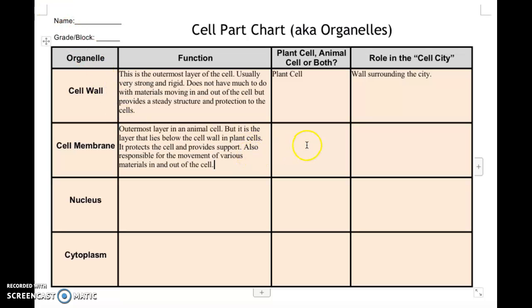Since we already know that it is present in both animal cells and plant cells, I'm just going to say that it's present in both. The role in the cell city: if we again consider a plant cell or an animal cell as a city, we would say that a cell membrane is kind of like the border of the city. So it is the border of the city.